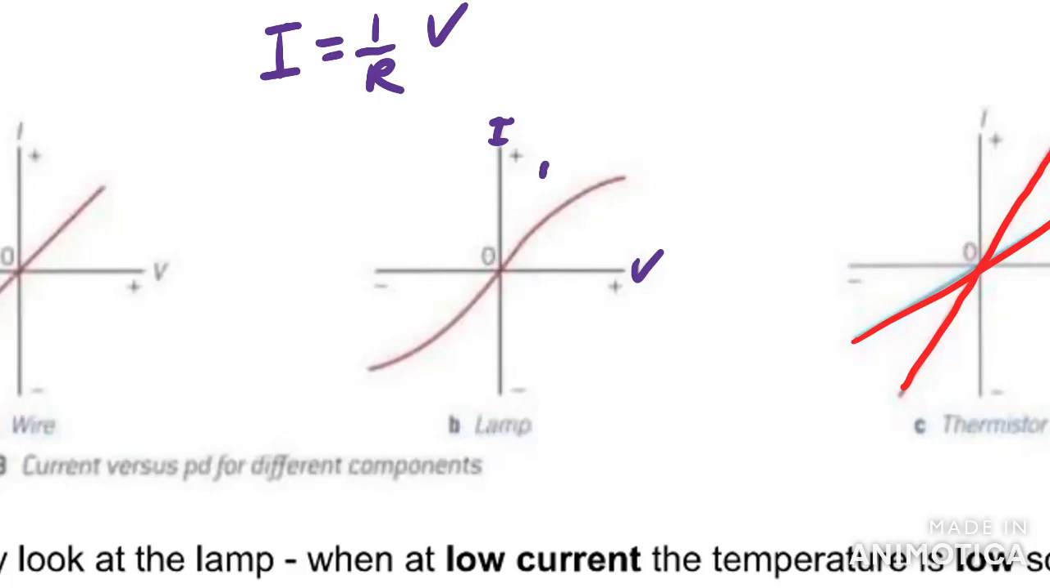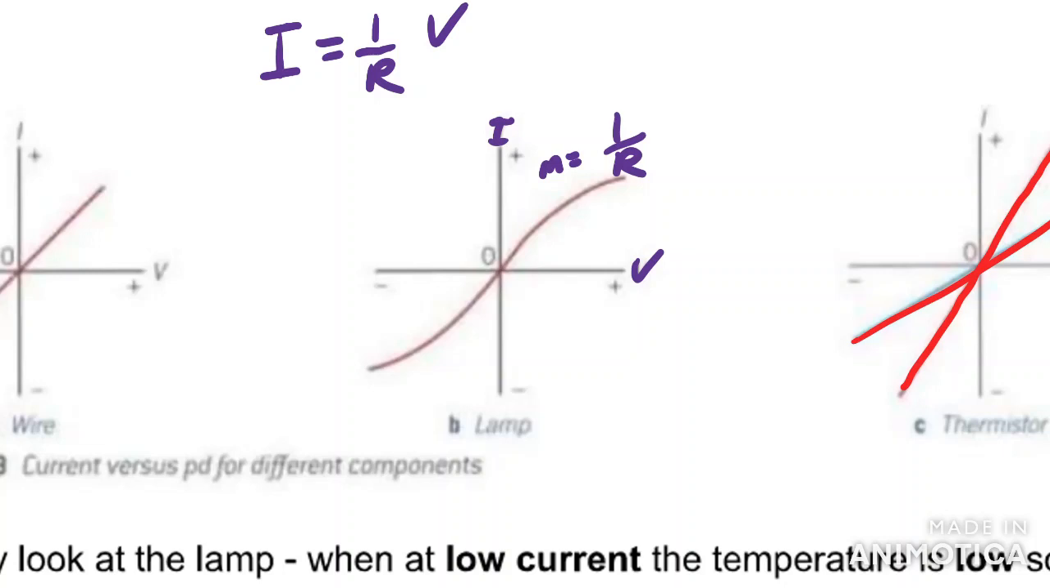So the gradient, M, is 1 over R. Now, usually it's an IV graph, but occasionally it might be a VI graph, in which case V is equal to R times I. And so if V is on the y-axis, then the gradient will be equal to R, not 1 over R. So just pay close attention to that. But assuming it is an IV graph, as you can see, a lamp is not an ohmic resistor because it's not a straight line.